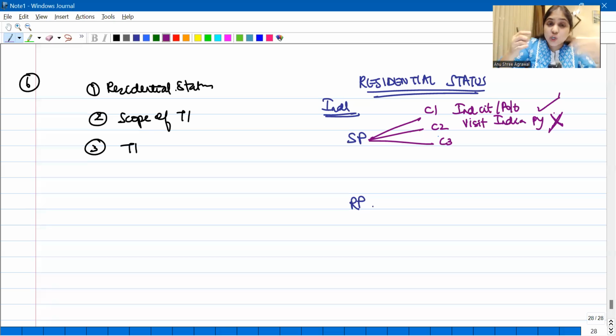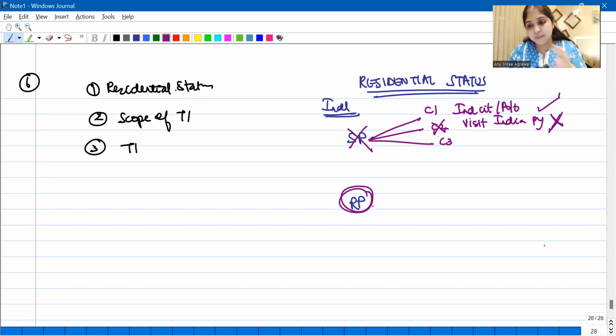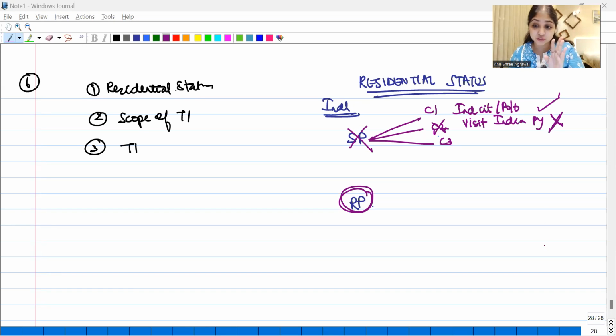So I did one question for you from special provision, and now I will do one question for you from regular provision. Special provision will not apply. One of the conditions is not fulfilled. Special provision will not apply. Therefore, what will we apply? Therefore, we will apply the regular provision. Is this clear?